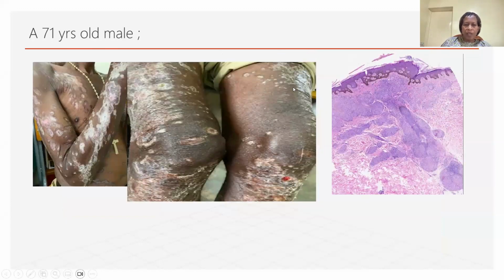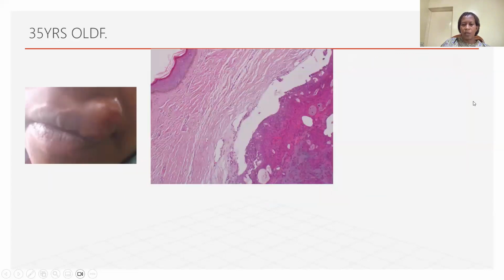The next is a 71-year-old male patient who had multiple well-demarcated scaly plaques all over the trunk, arms, and thighs. In this case, we have naked granuloma all over the dermis, and sarcoidosis was confirmed, managed accordingly.